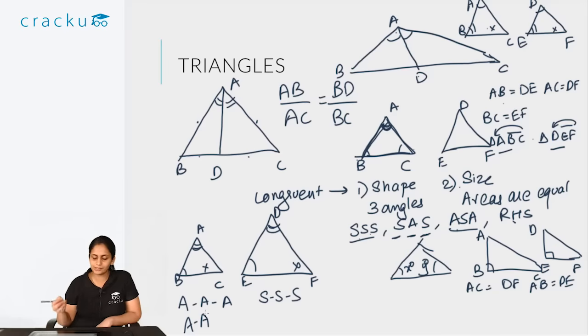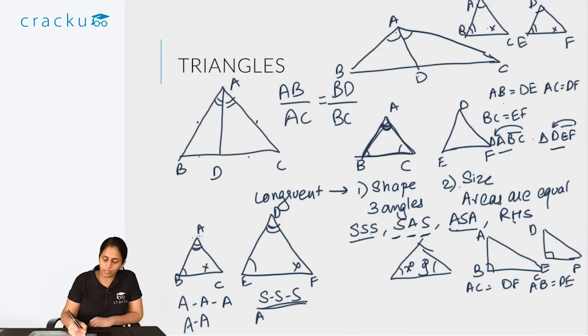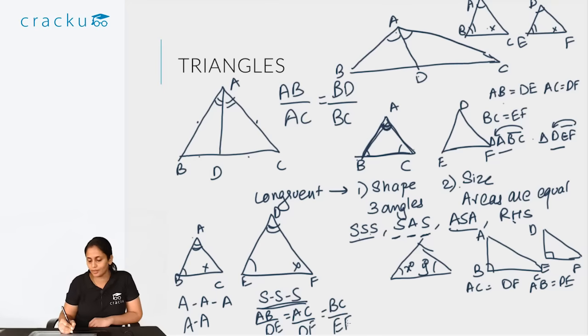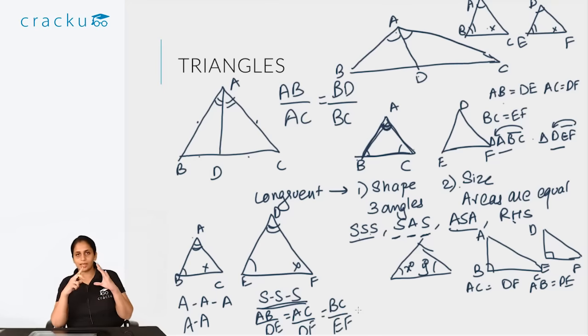The second test is the SSS test. In the SSS test, we are not looking at whether the three sides are equal. We are just seeing whether the three sides are in the same proportion. What do I mean by same proportion? I mean that the corresponding sides, so suppose AB corresponds to DE, then AB by DE should be equal to AC by DF, which should be equal to BC by EF. So the sides should be in the same proportion.